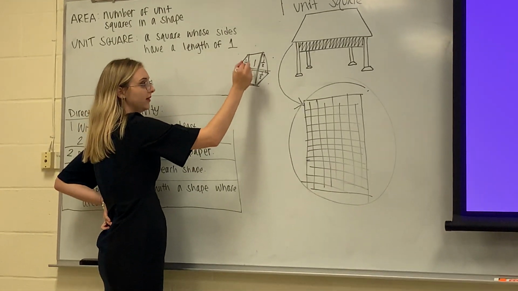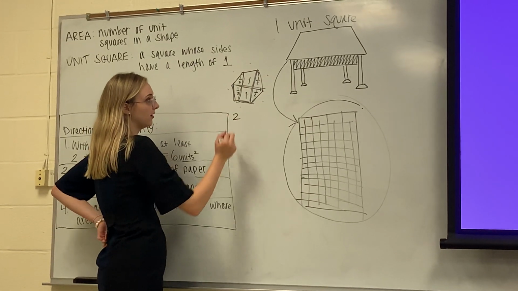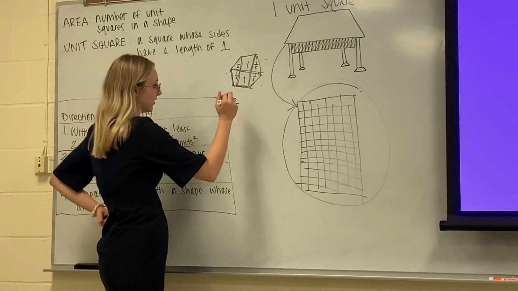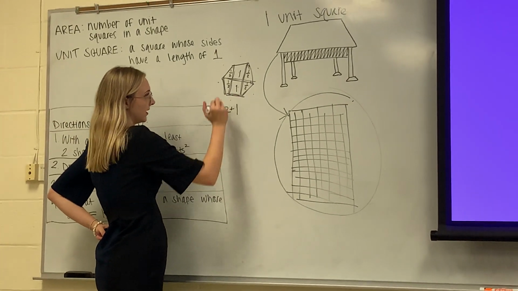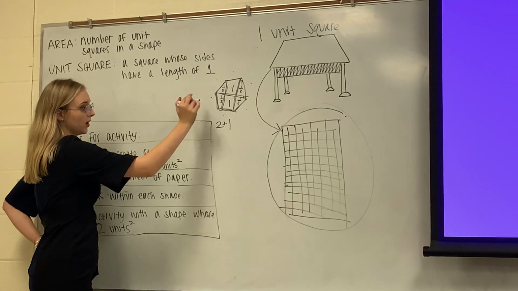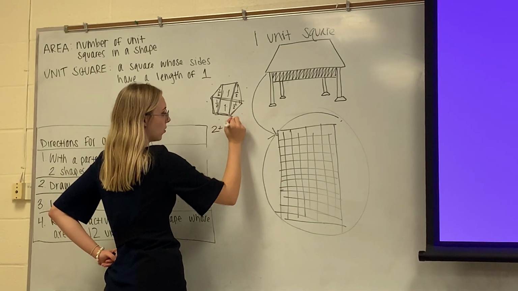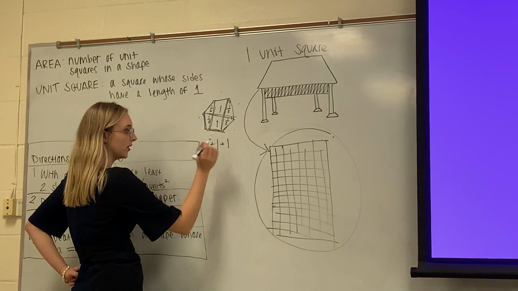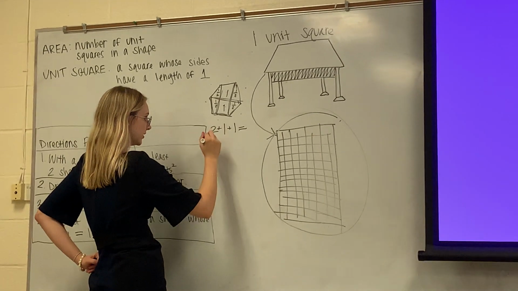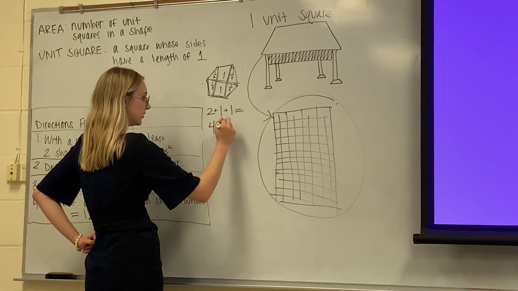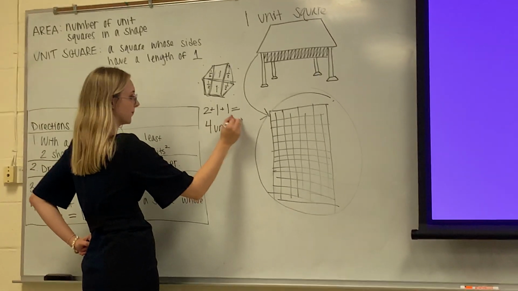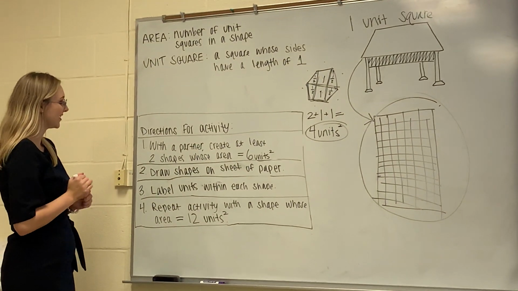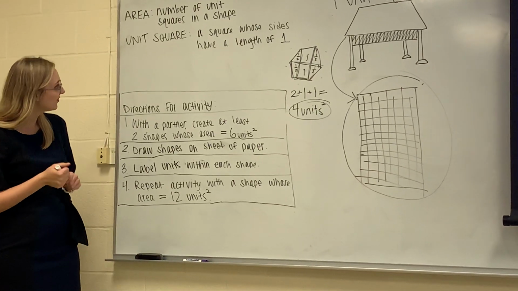So I know I have 1, 2, that's 2. 1/2 and 1/2 make 1 whole, right? So that's 1. And then same thing over here, 1/2, 1/2 equals 1 whole. So 2 plus 1 is 3. 3 plus 1 is 4. So our answer is 4 units squared. Does everyone understand that? Alrighty, so we're going to get started with our activity.